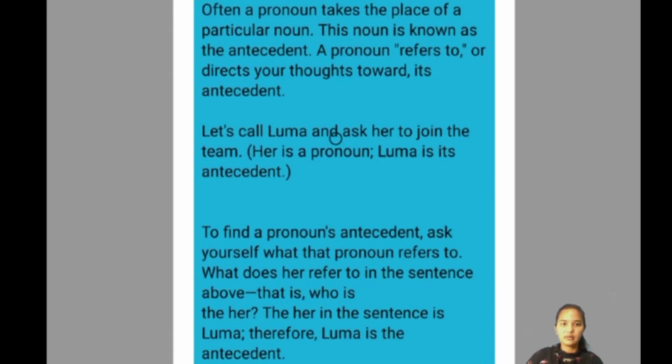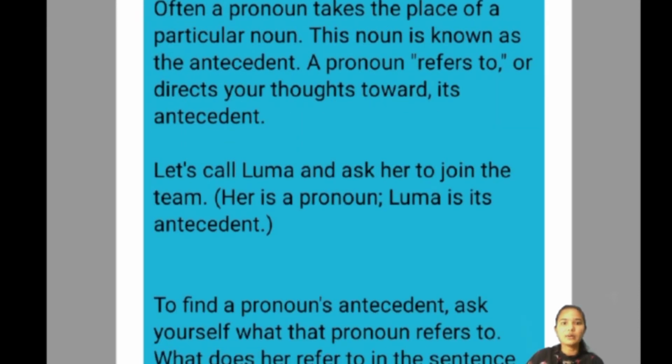Often a pronoun takes the place of a particular noun. This is known as the antecedent. Now here is the concept of antecedent. For many of you it will be a new concept, so let us understand what it is. What is written here is that often a pronoun takes the place of a particular noun. Often, that is aksar. So sometimes the pronoun takes the place of a particular noun. This is known as the antecedent.